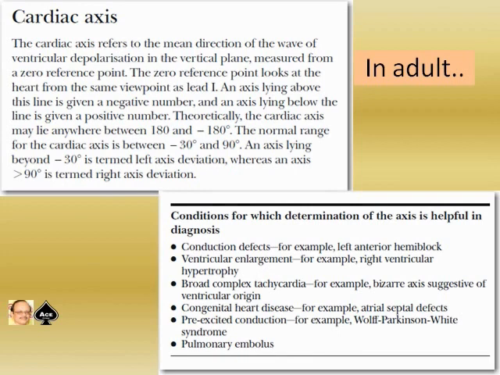The zero reference point looks at the heart from the same viewpoint as lead 1. An axis lying above this line is given a negative number, and an axis lying below this line is given a positive number. Theoretically, the cardiac axis may lie anywhere between plus 180 and minus 180. The normal range of the cardiac axis is between minus 30 and plus 90 degrees. An axis lying beyond minus 30 is called left axis deviation, whereas an axis more than plus 90 degrees is called right axis deviation.